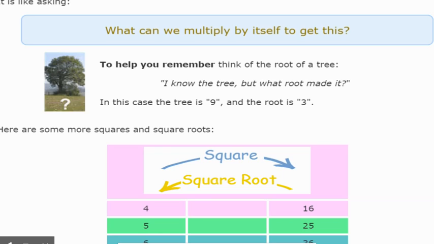And the same thing with 6. 6 times 6 is 36. If we were given 36 and they asked us what the square root of 36 is, we'll go back and our answer is 6. Why? Because when we multiply 6 by itself, it gives us 36.